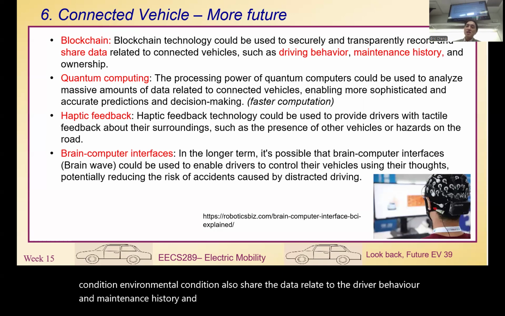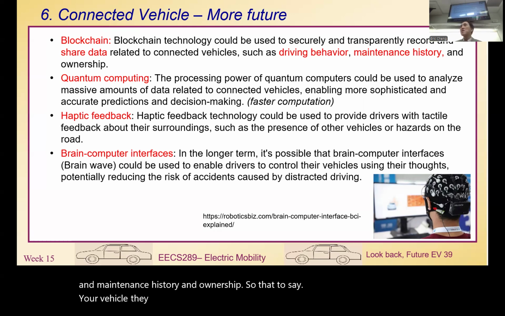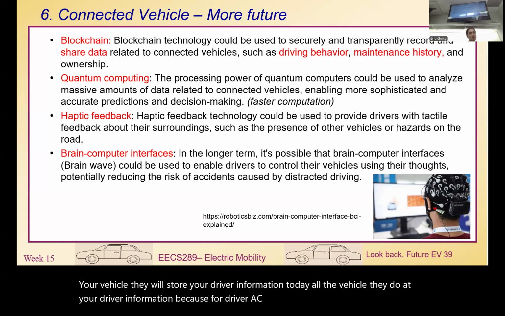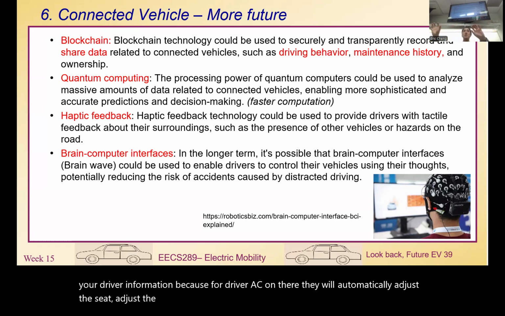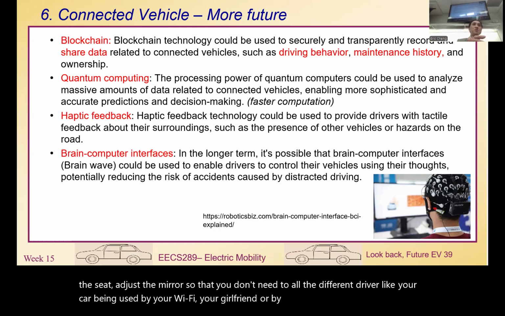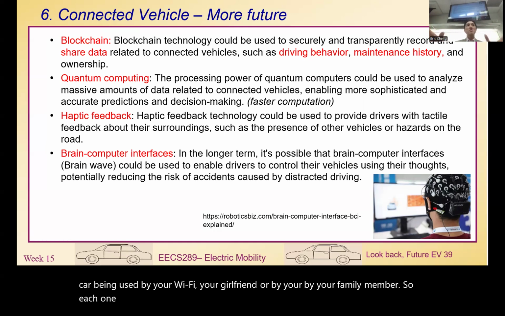So to say, your vehicle will store your driver information. Today, all the vehicles do have your driver information. Because when driver A sits there, they will automatically adjust the seat and the mirror, so that you don't need to do it for all the different drivers, like your car being used by your wife, by your girlfriend, or by your family member. Each one has their code. One sits there, they know who you are, then they will adjust the mirror, seat, whatever. So that's something that has already been done.